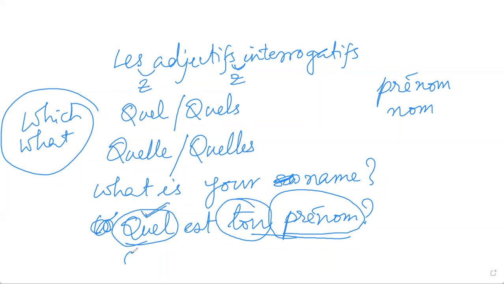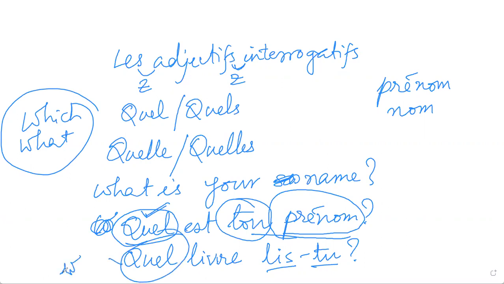Now, if I say, quel livre lis-tu? See the difference. When I'm saying quel livre lis-tu, what does lis-tu mean? Do you read? Yes. Which book? Now here, quel is which. In the previous sentence, it is what. It depends on the sentence. Which book do you read? Okay, did you get me? Yes, understood now. Similarly, for feminine we'll have the same thing.